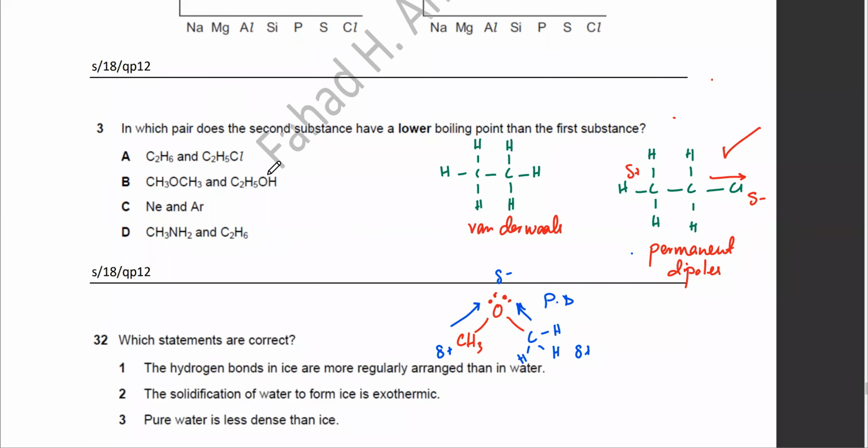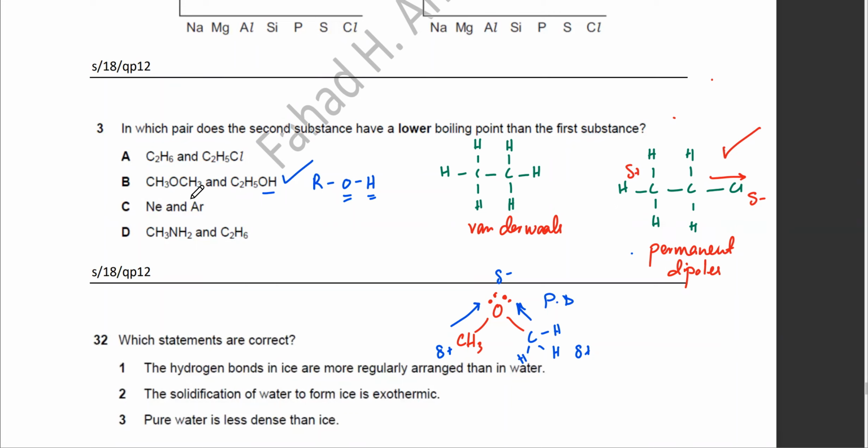What about this one, ethanol? When O and H are bonded together, what type of intermolecular force exists when O is directly bonded to H? Hydrogen bonding, and they are relatively the strongest. So it's going to have a higher boiling point. Remember, when I write R, that just means rest of the molecule.